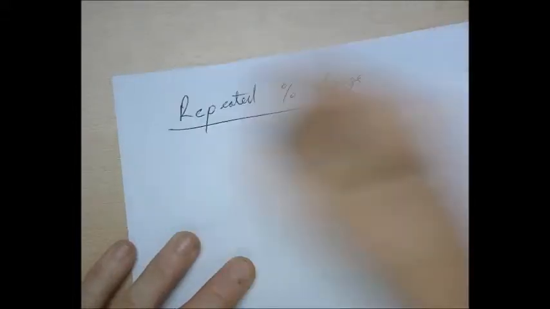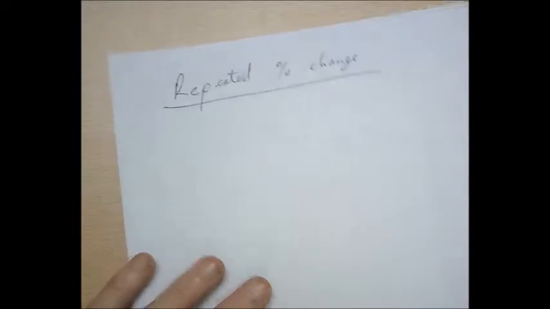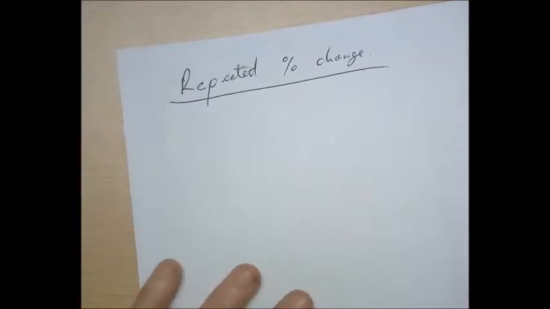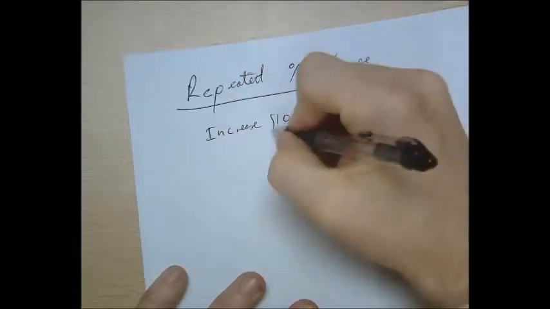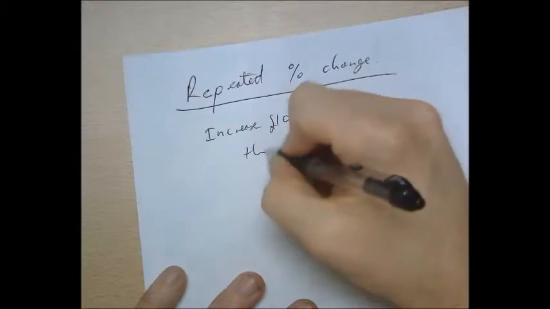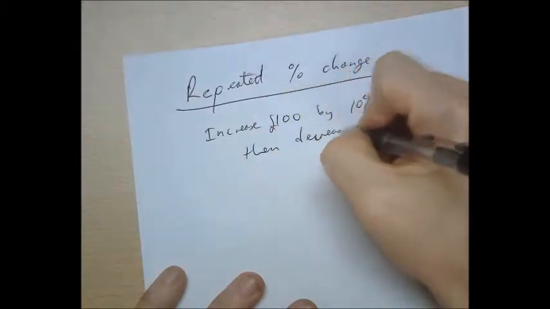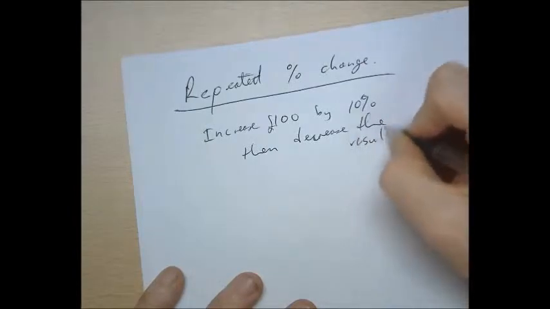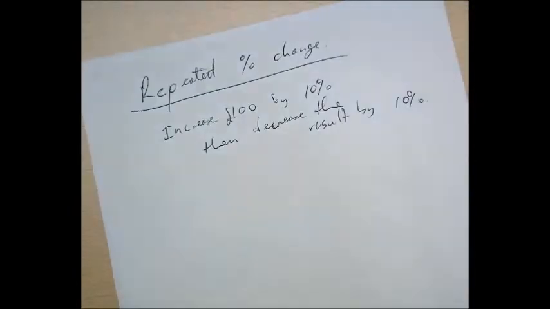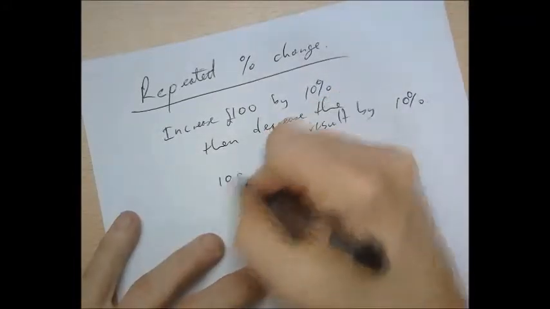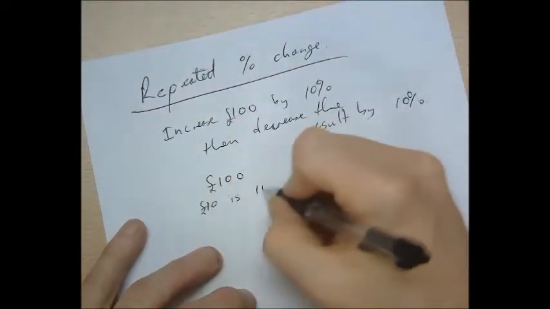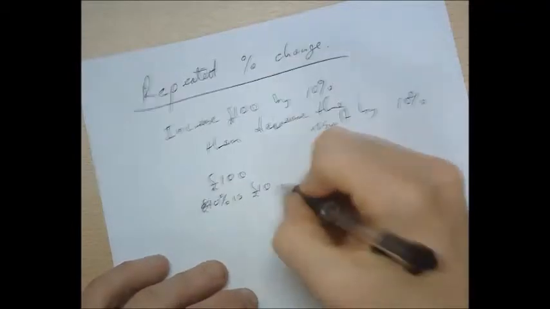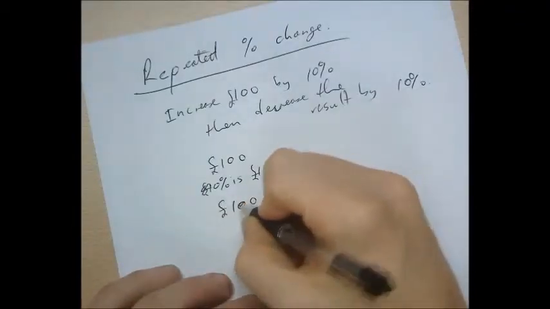Okay, now, except for the method that I'm about to show you, repeated percentage change is a completely hassle-some situation because the original figure keeps changing. So if I said increase £100 by 10%, then decrease the result by 10%, you do not get back to 100, because you start with 100, you work out 10%, which is £10, you add that on and you get 110.